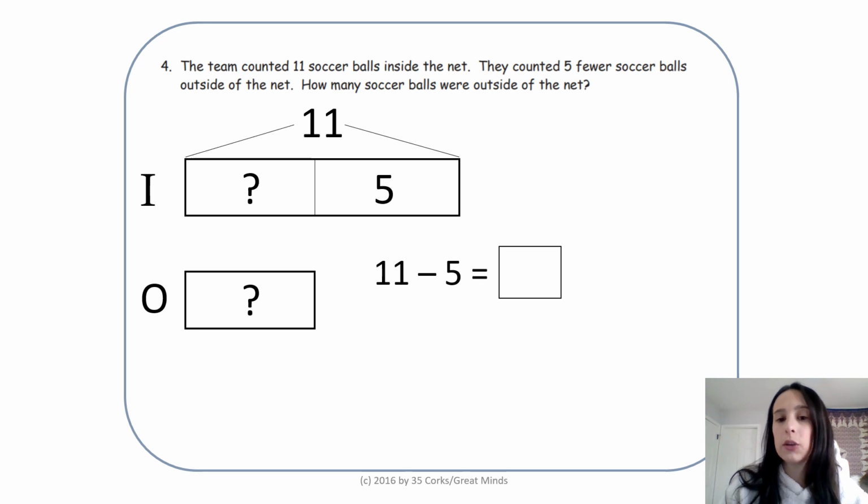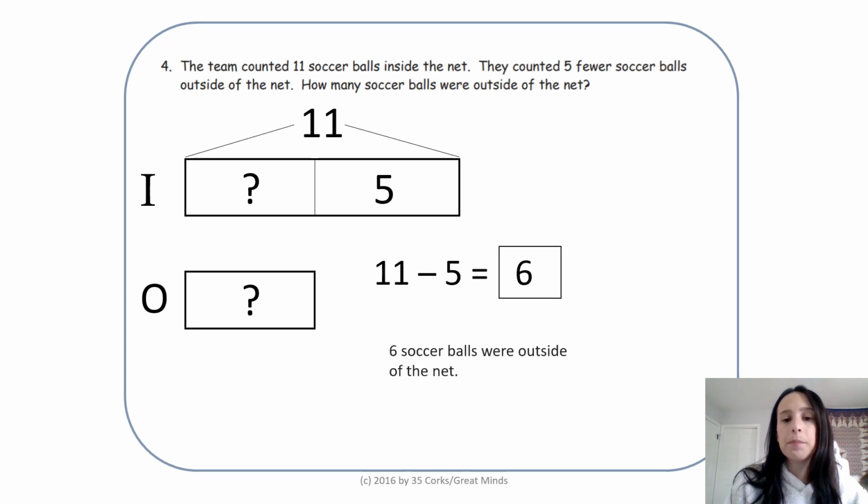I'm going to do 11 take away 5 equals unknown. And I know this one because I know 5 and 5 make 10. So 5 and 1 more than that has to equal 11. So my answer is 6. Now I need to answer the question, how many soccer balls were outside of the net? 6 soccer balls were outside of the net. You could have done a double tape diagram or just a regular tape diagram. That's why I showed you this way. We're going to go on to the next one.